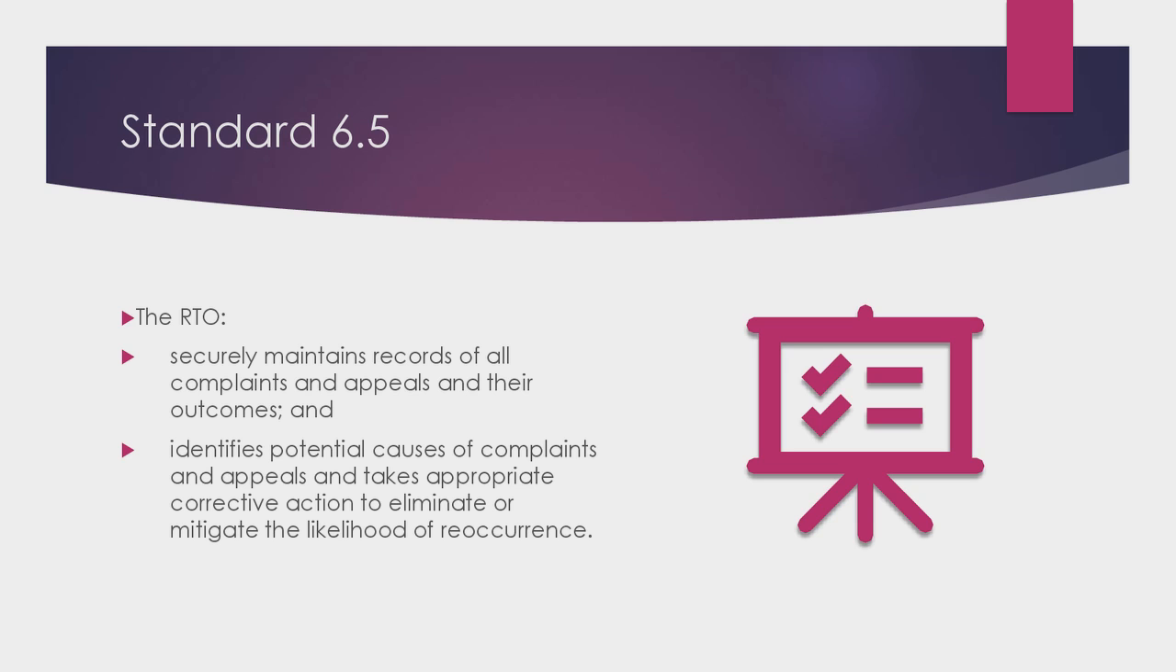Standard 6.5, the RTO securely maintains records of all of their complaints and appeals and their outcomes, and identifies potential causes of complaints and appeals and takes appropriate corrective action to eliminate and mitigate the likelihood of reoccurrence. So securely maintains is pretty easy. It should be that you have a password secure database in place, so that only certain people can access that database and all of those records.